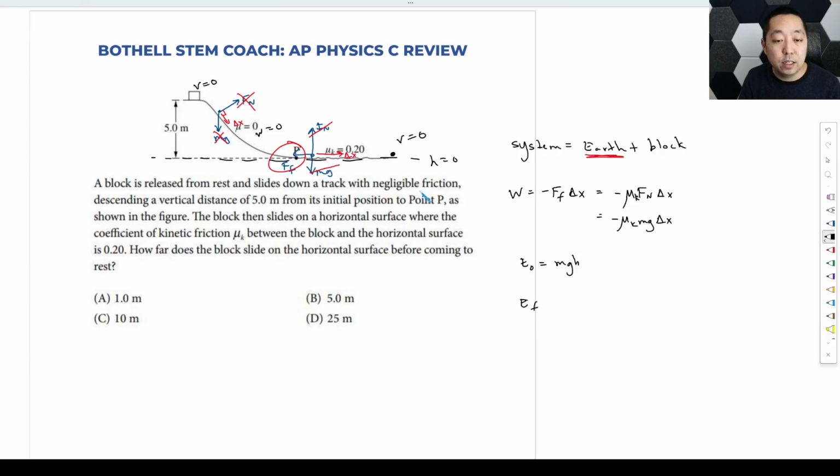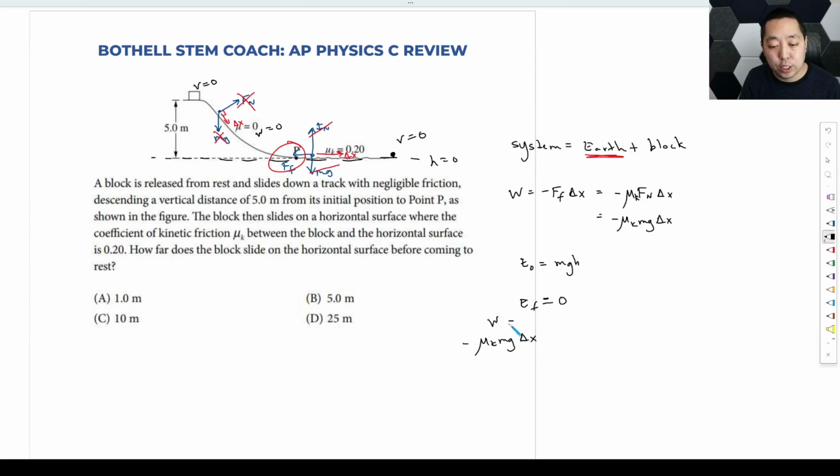And then at the end here, we're not going to have any energy left, right? Because we have no kinetic energy, because the velocity is zero when we come to a rest. And also, the height is 0, so there's no potential energy. So this is 0. So then we're going to have negative mu k mg delta x.